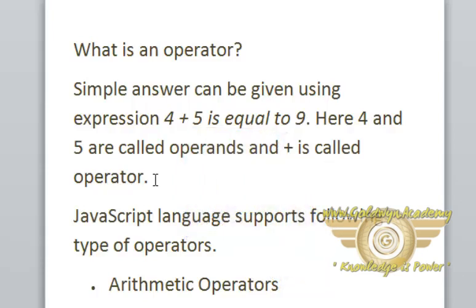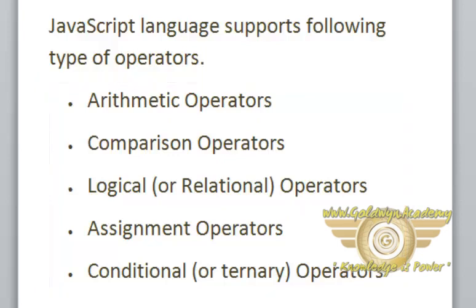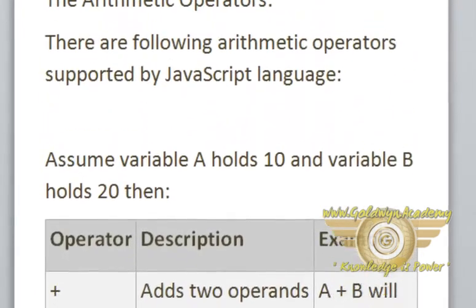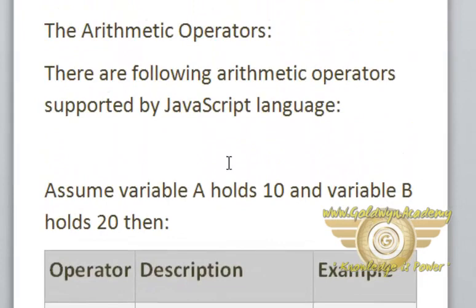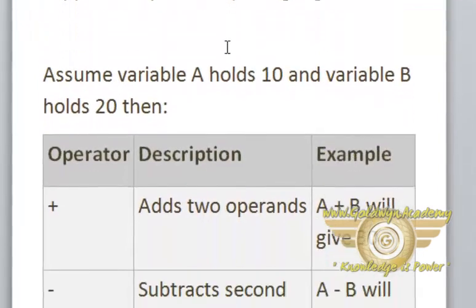JavaScript language supports the following types of operators: arithmetic operators, comparison operators, logical or relational operators, assignment operators, and conditional operators. First, arithmetic operators. These are the following arithmetic operators supported by JavaScript language.